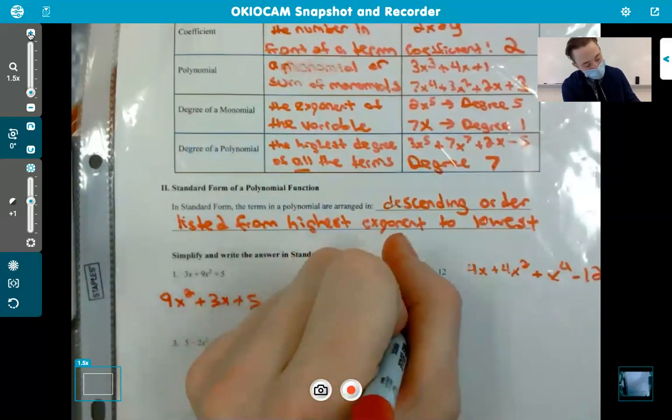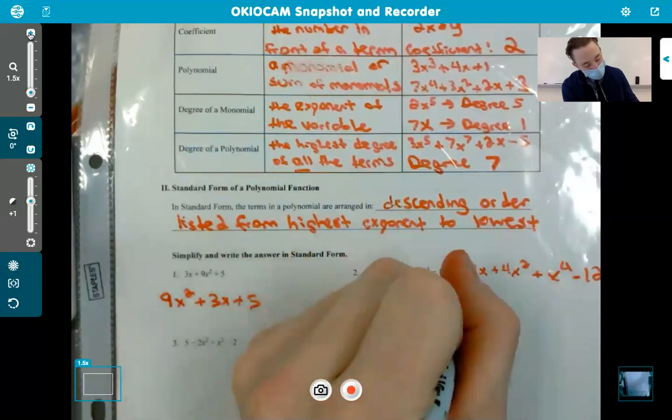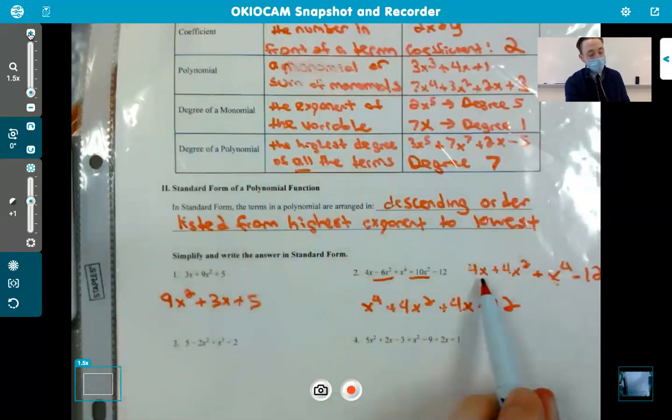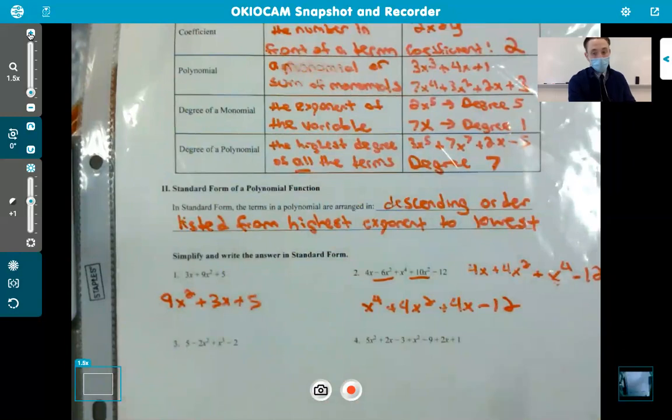Good. So x to the fourth, that highest exponent, then comes the 4x squared, then the 4x, then minus 12. All right, so this here is your answer in standard form.